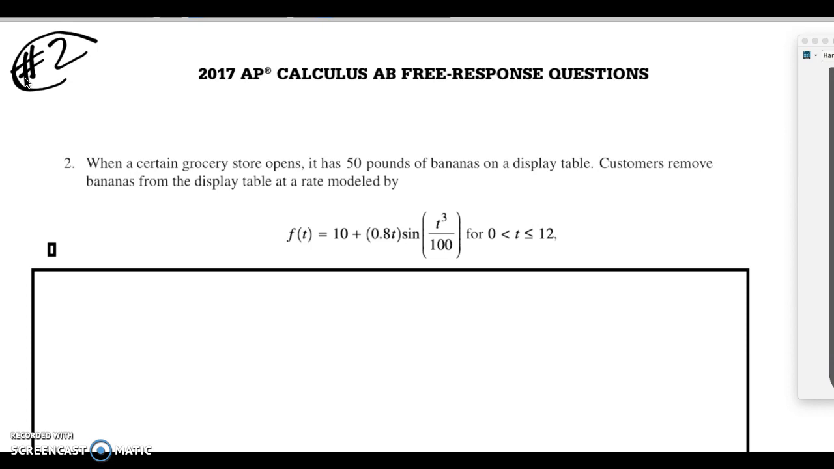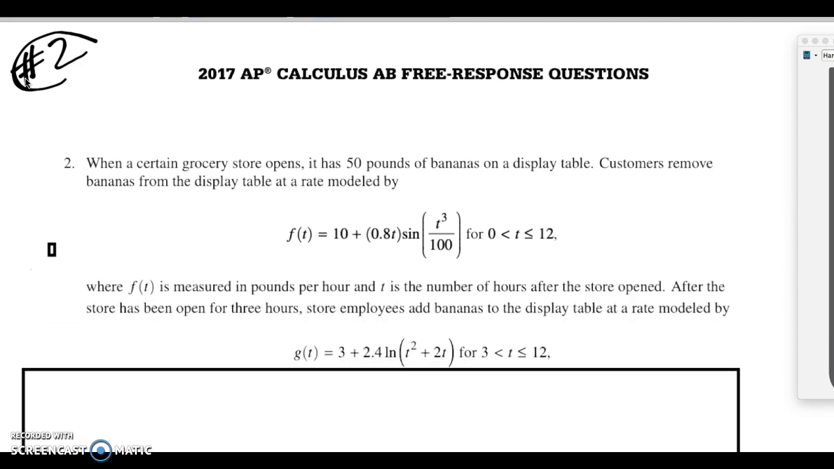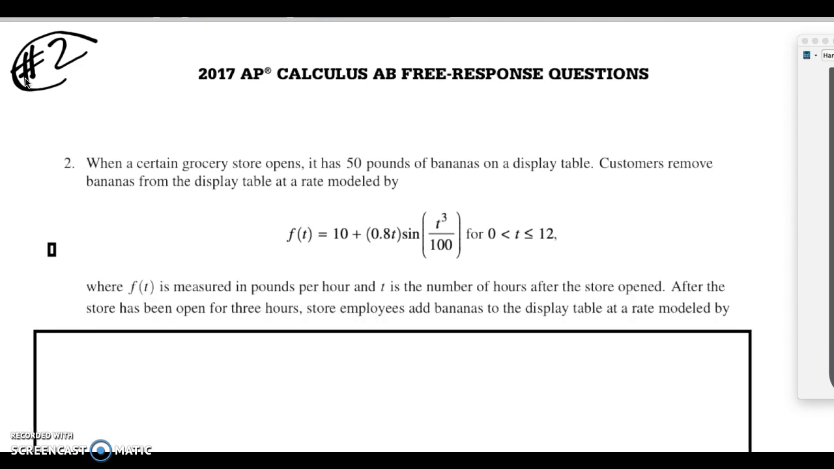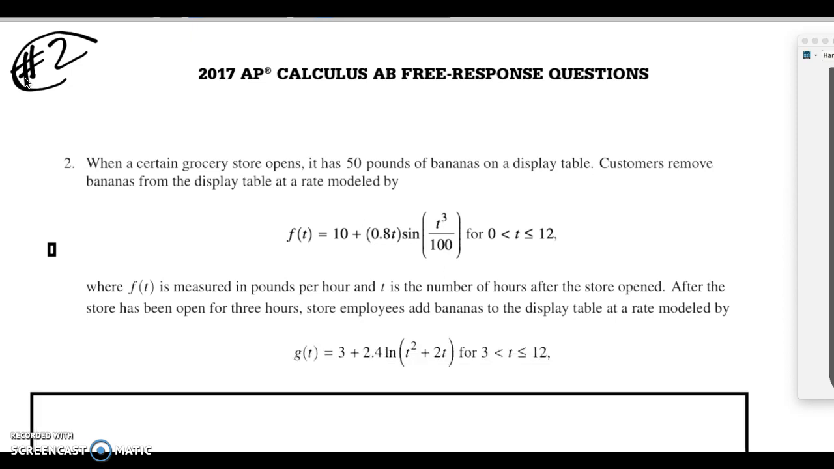At a certain store opening, there are 50 pounds of bananas at the store. I'm sensing a start, plus in, minus out type of question. And sure enough, they gave me a rate at which bananas are leaving the display table, where f of t is measured in pounds per hour. And then after 3 hours, they're giving me a rate of bananas entering the display table, given by g of t.